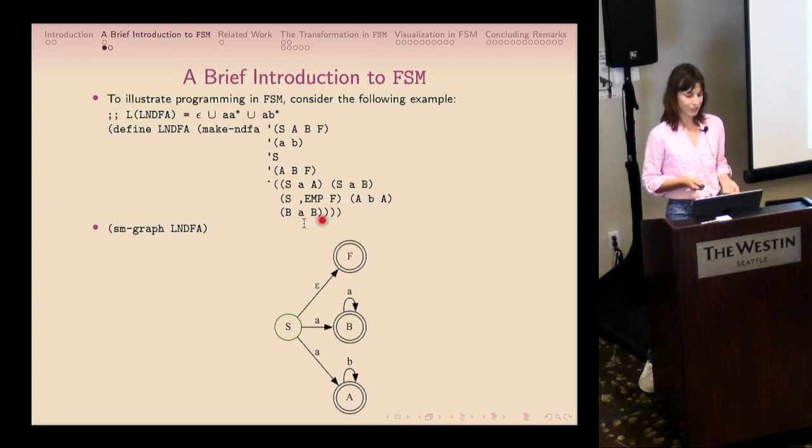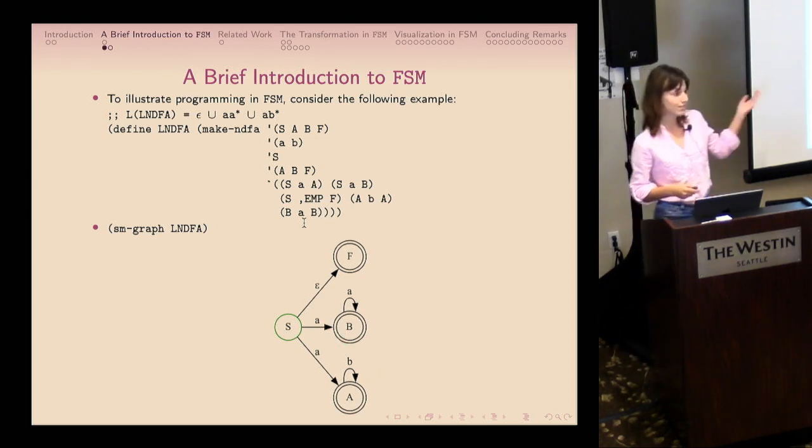Now here we have transition rules. As you can see here, for example, if on S you consume an A, you can either end up in A or B, which implies non-determinism, so this is an NDFA.